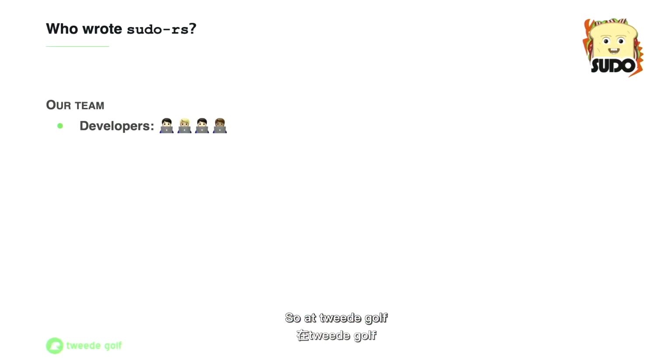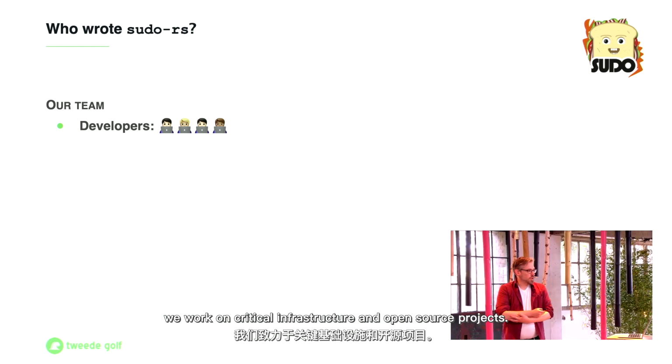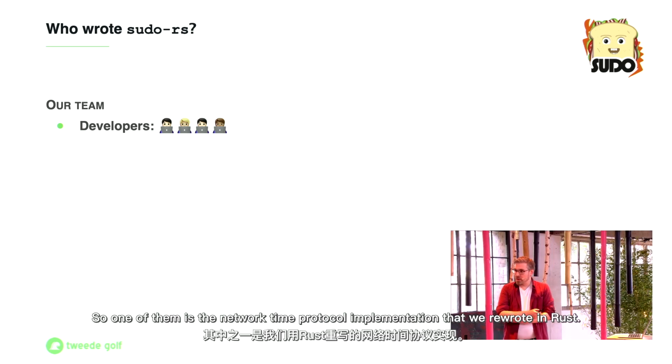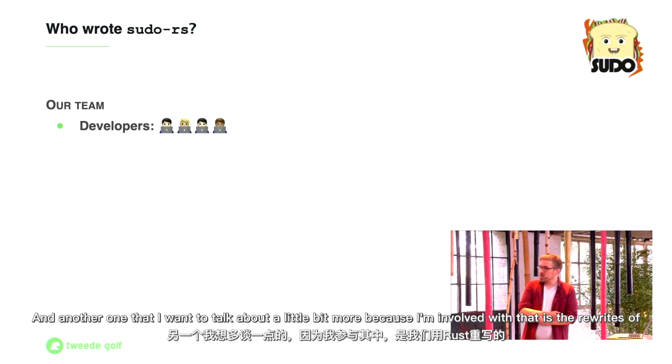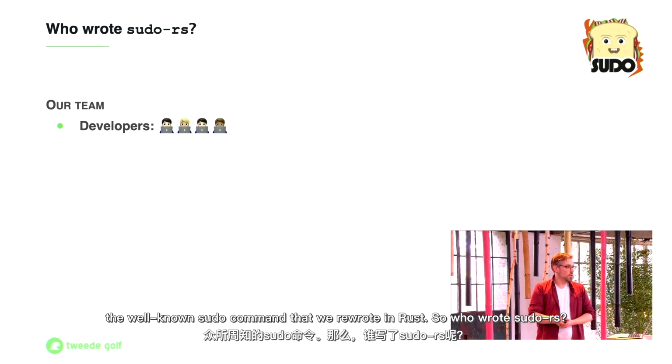At Tweede Golf, we work on critical infrastructure and open source projects. One of them is the network time protocol implementation that we rewrote in Rust. And another one that I want to talk about a little bit more, because I'm involved with that, is the rewrite of the well-known sudo command that we rewrote in Rust.